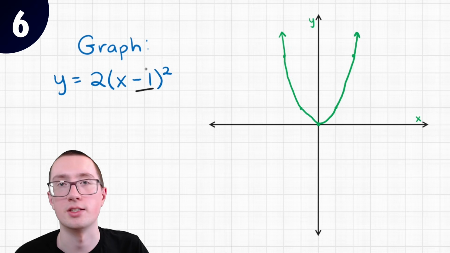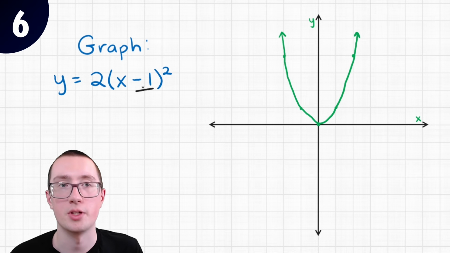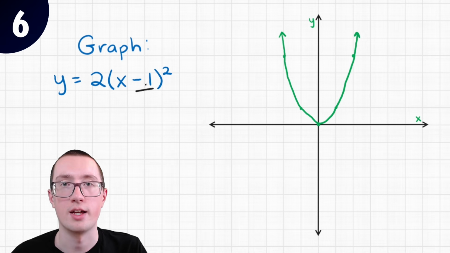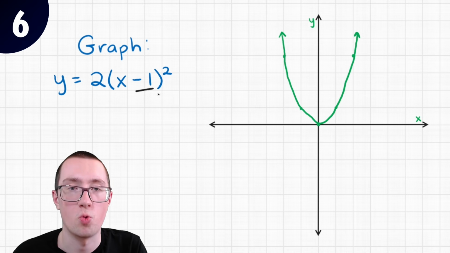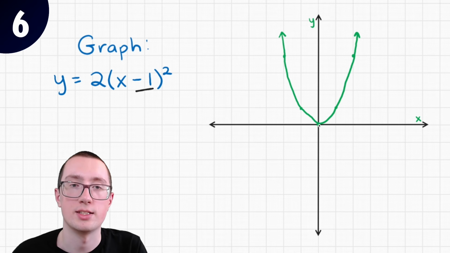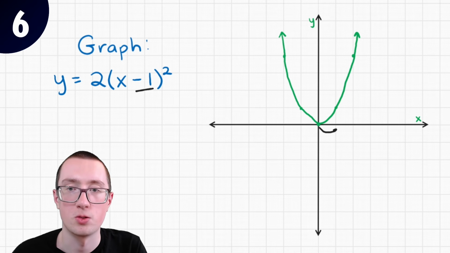And left and right is the opposite of what you probably think. When you have a minus 1 in parentheses, that normally means to go to the left because negative numbers are on the left, but it's actually moving it to the right. And if you want to move to the left, you would use a positive number in the parentheses. So because this is a minus 1, we are going to move the entire graph to the right 1 square.